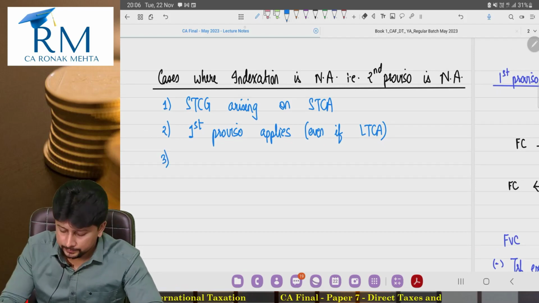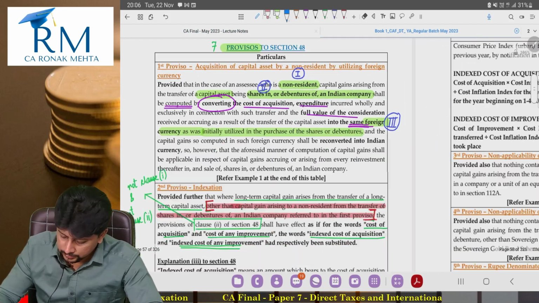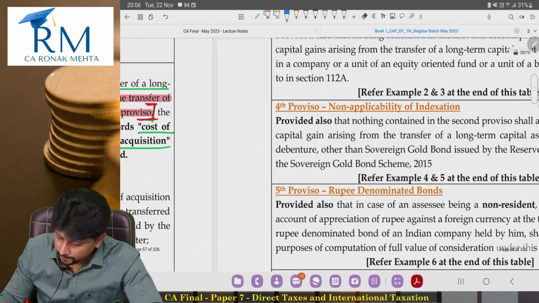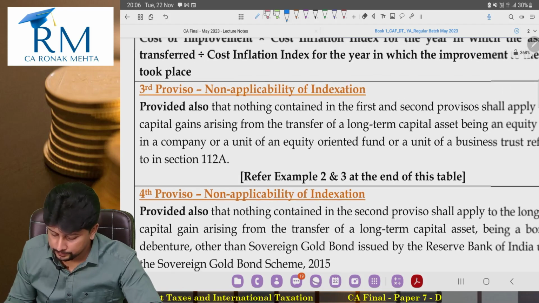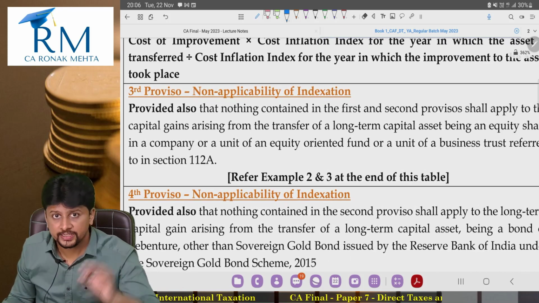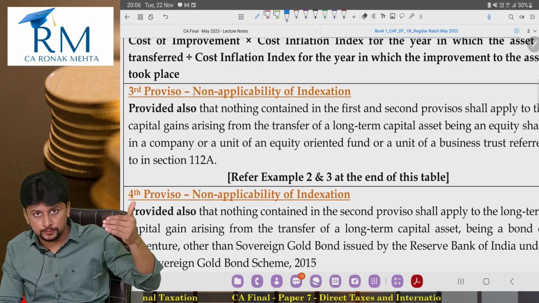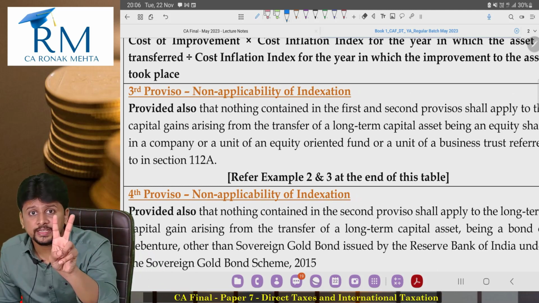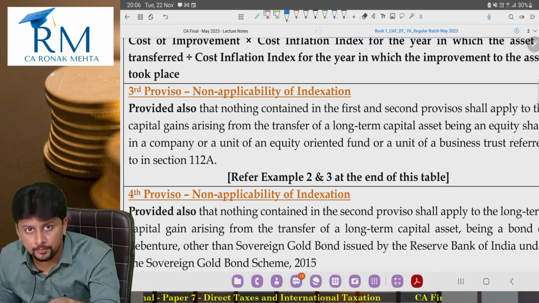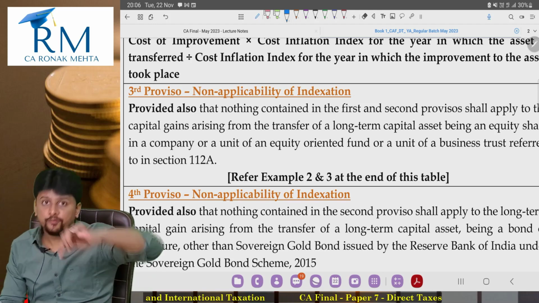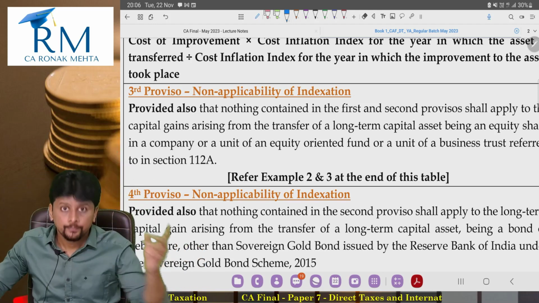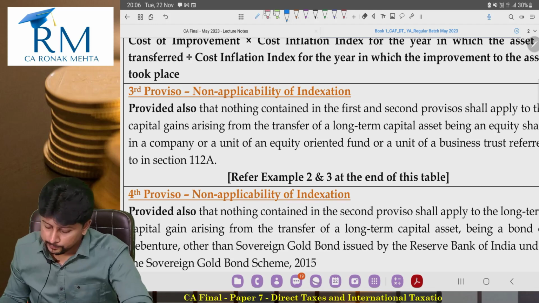Third case, see this. Third proviso. Section number 48 has 7 provisos. The second proviso says indexation is to be done. In the second proviso, it is mentioned that if the first proviso applies, don't do indexation. Now look at the third proviso.